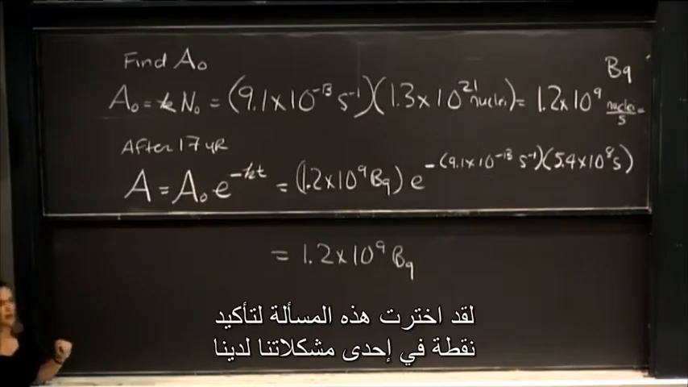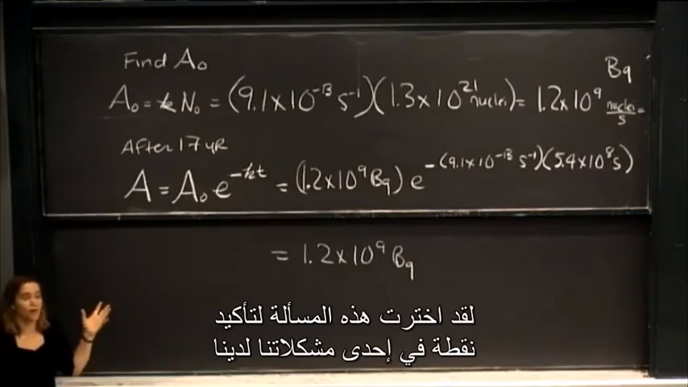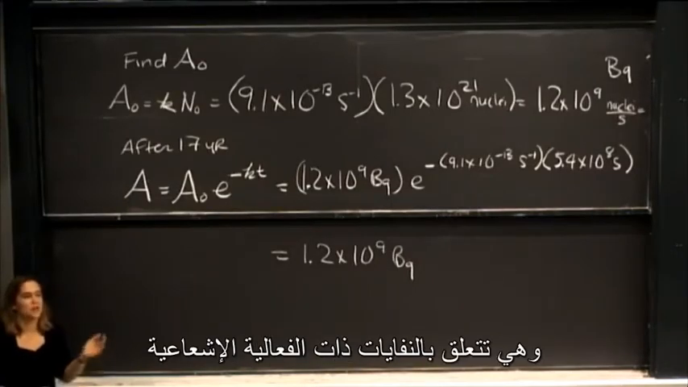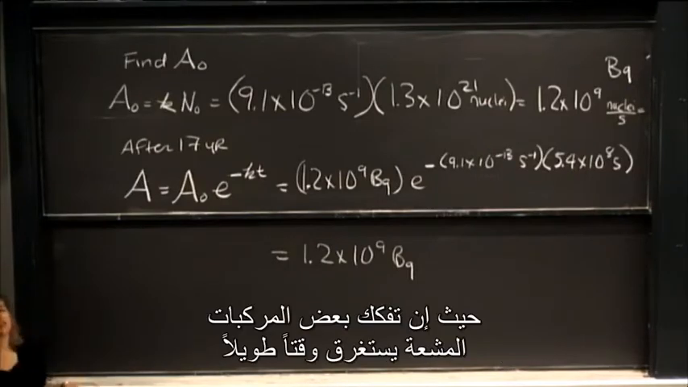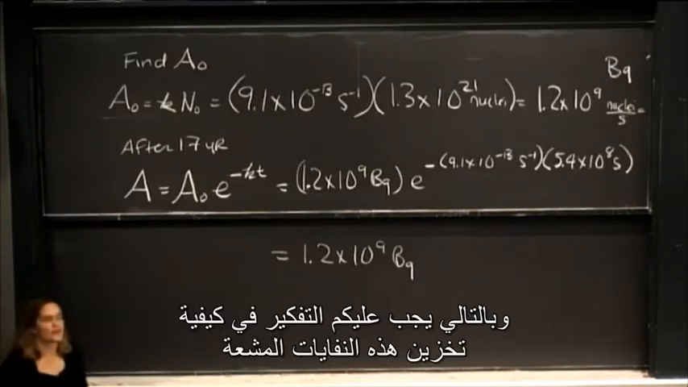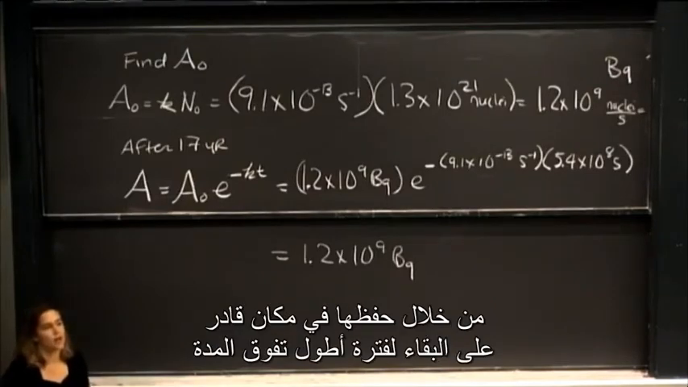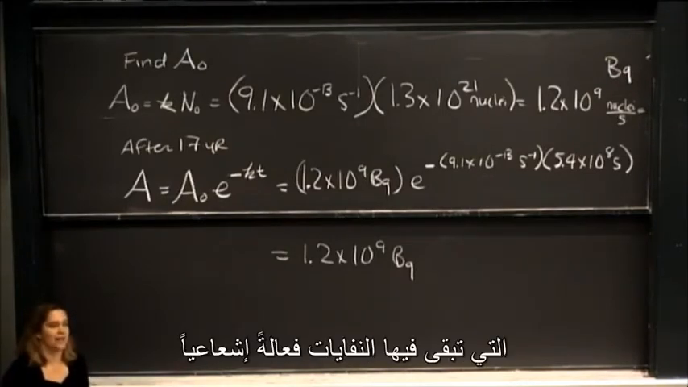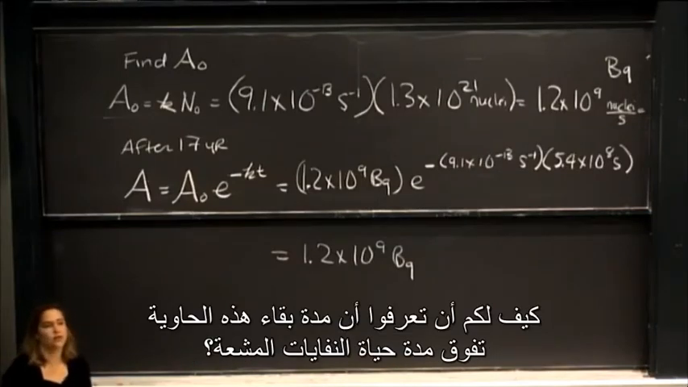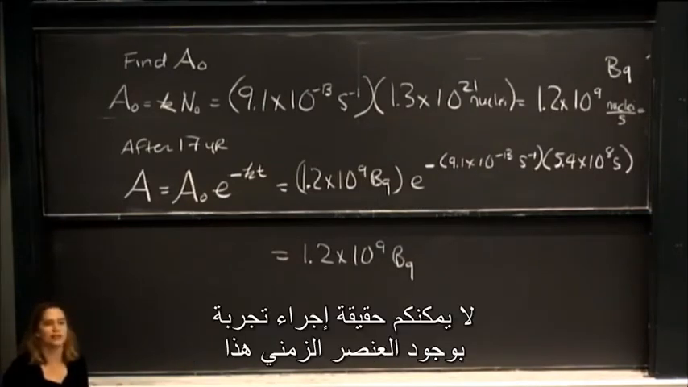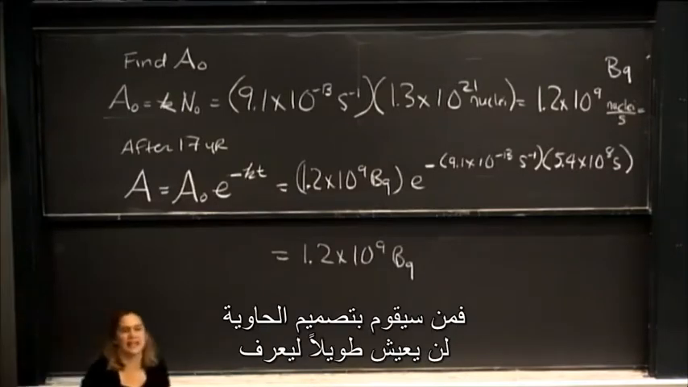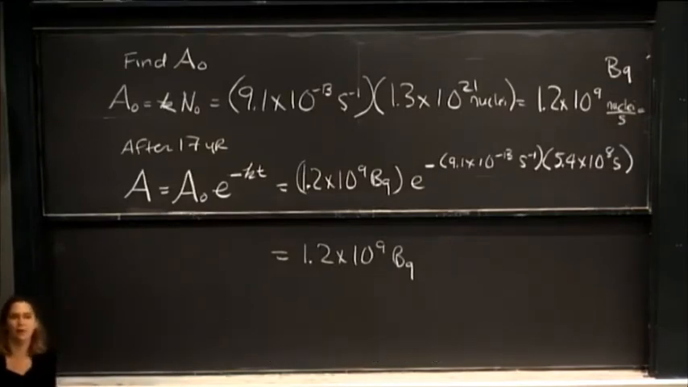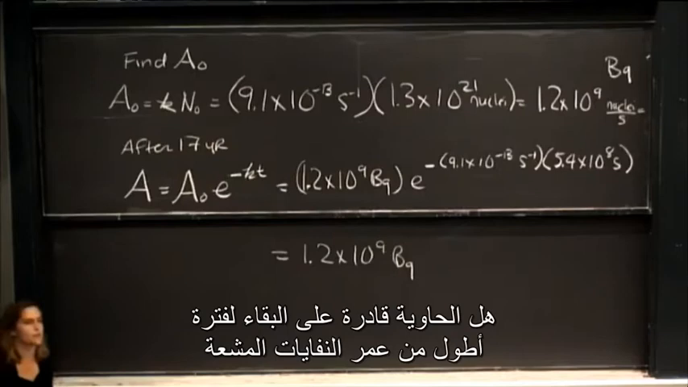And so I chose this problem to emphasize a problem that we have, and that is radioactive waste. It takes a very long time for some compounds to decay. And so you have to think about storing radioactive waste and think about a container that will outlast that radioactive waste. And how do you know that the container is going to outlast the radioactive waste? You can't really do an experiment, because anyone who designs the container won't be alive by the time you're concerned about whether the container is going to be stable or not.